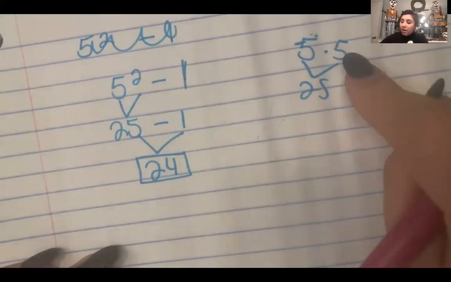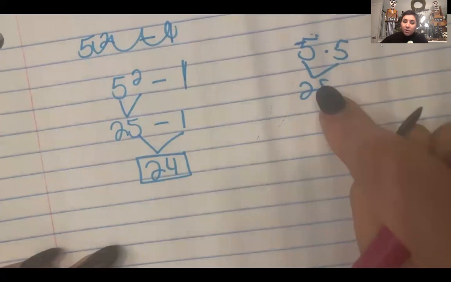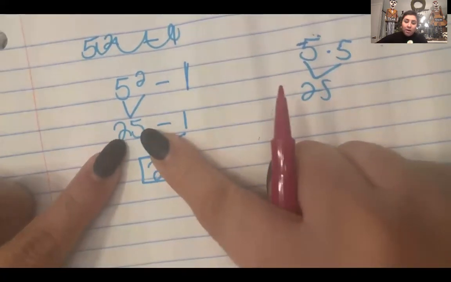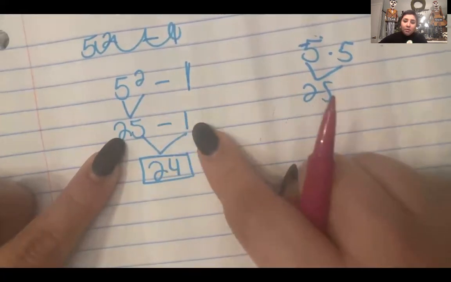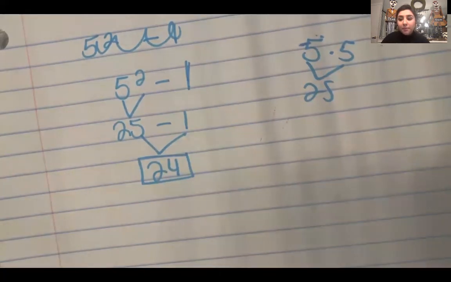So 5 to the second power, 5 times 5 equals 25. So I showed you right here. Minus 1 is 24. Again, as long as it equals 24, you could do whatever numbers you wanted.